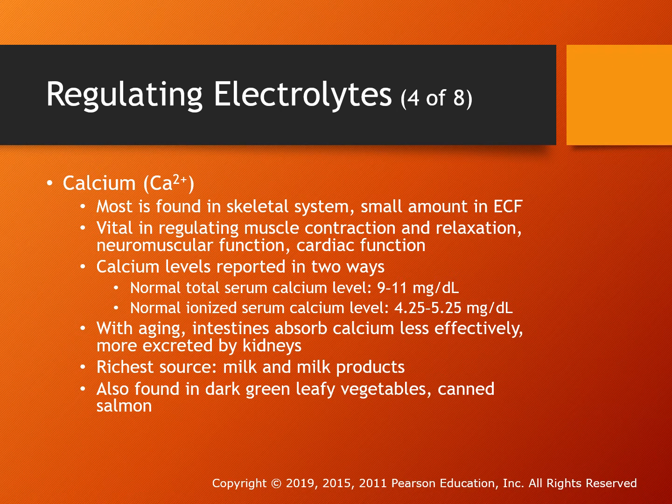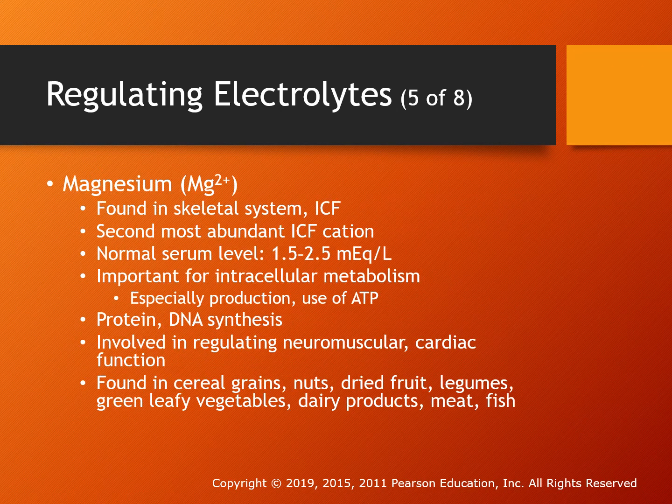As we age, the intestines absorb calcium less effectively, and it gets excreted by the kidneys. So what does that mean, Dr. Locklear? It means that my bones can become weak, especially in women going through menopause, because we don't have the hormones to help the calcium get into our bones and make them strong. Calcium also has to have phosphorus and vitamin D to function correctly. Sources are milk and milk products such as cheese and yogurt, green leafy vegetables, and canned salmon, however you want to say it. It all depends on where you're from.